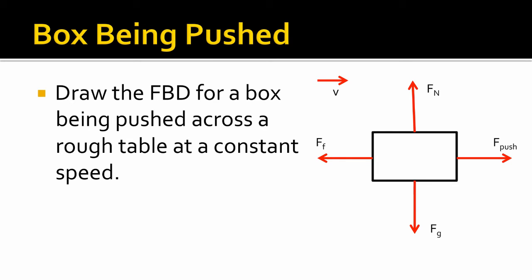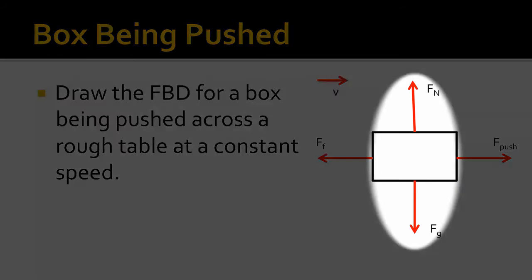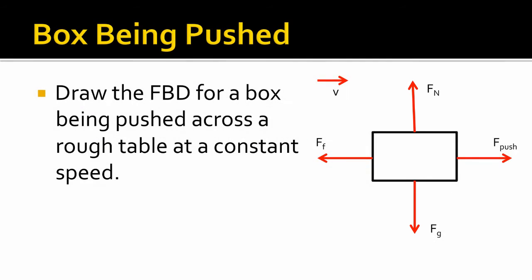So let's look at the free body diagram for a box being pushed across a rough table at a constant speed. When you see something say that it's being pushed across a rough table, that means there's friction. That's just kind of a clue that there's friction. So we draw a box. The first two forces are real easy. Force of gravity going down, normal force going up, because the table is still pushing up on the box.